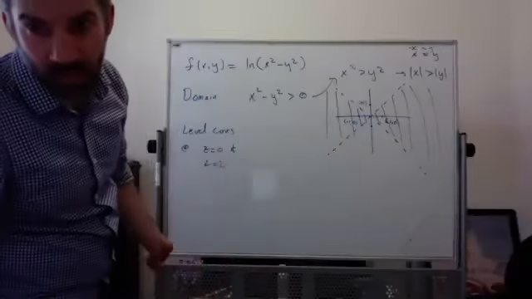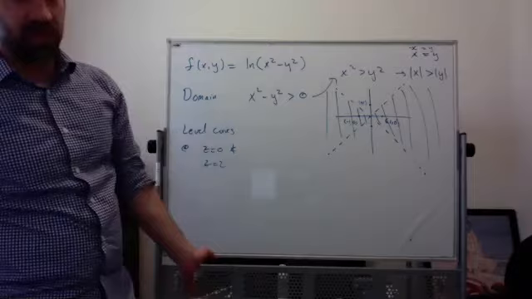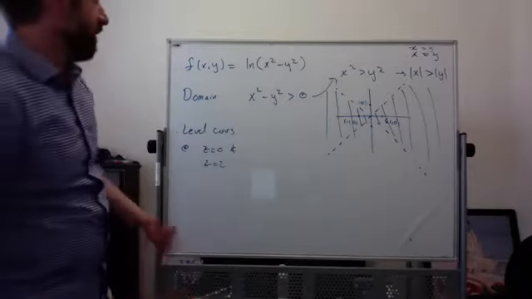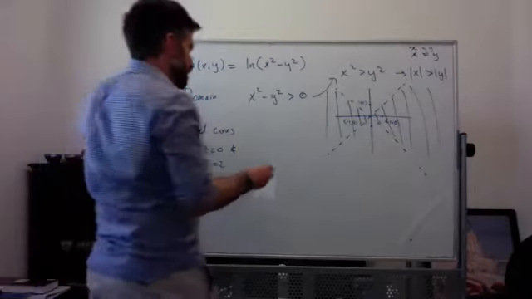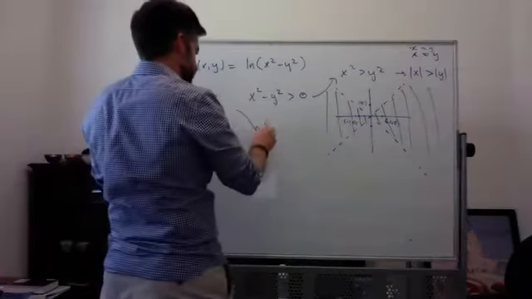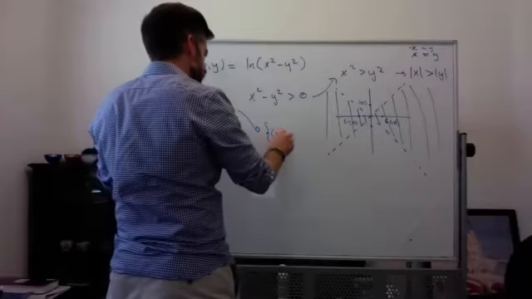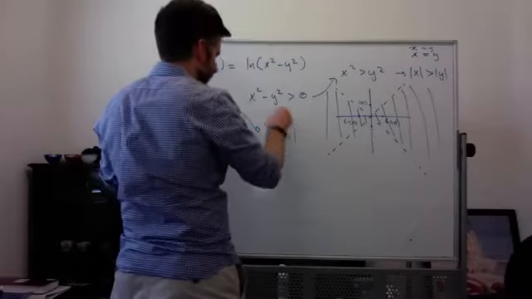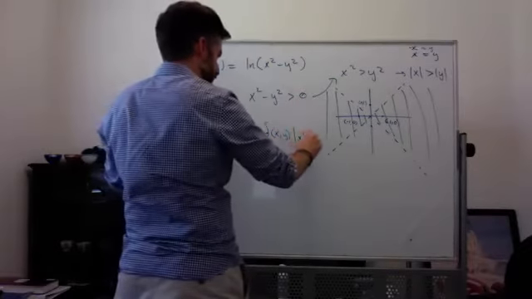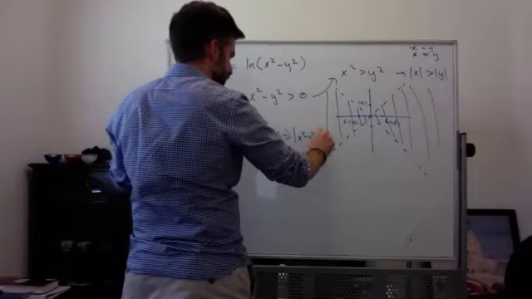I don't think he asks you to graph the domain in the test, but if I was going to state my domain, I would probably want to write it as the set of all x, y such that x squared minus y squared is greater than 0.